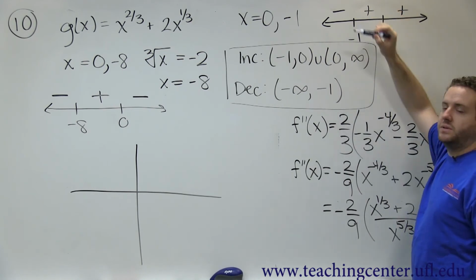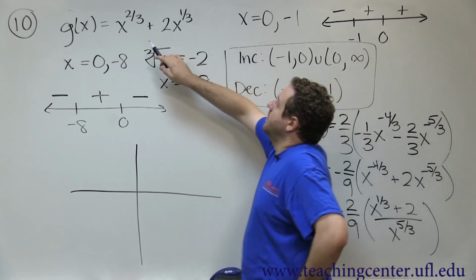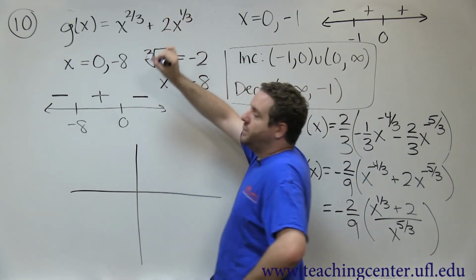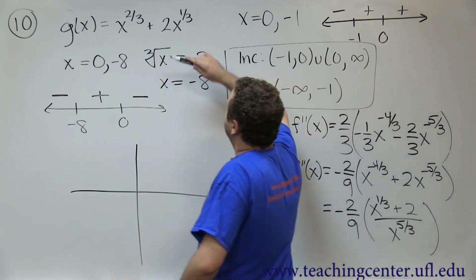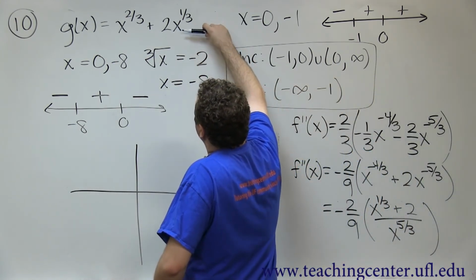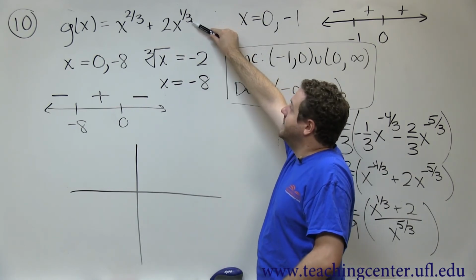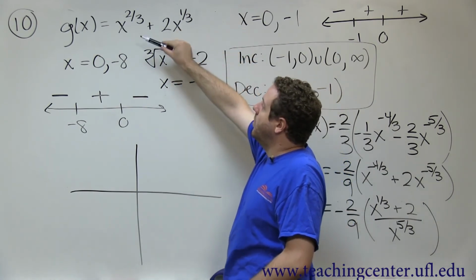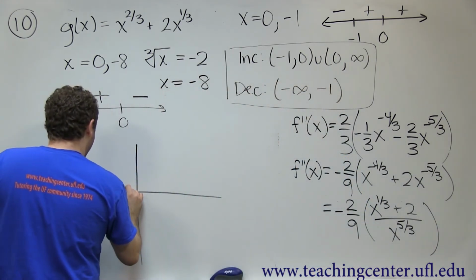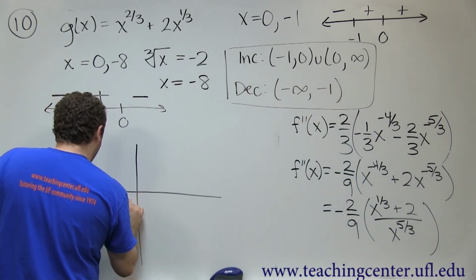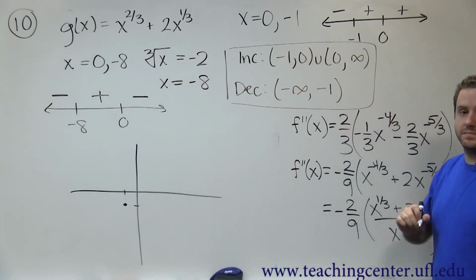So let's plug in negative 1 to our function and see what that actual point is. Negative 1 to the 2/3 power would be positive 1, because we're squaring it and taking the cube root. Negative 1 to the 1/3 power would be negative 1, times 2. So we get 1 minus 2, which is negative 1. So there's a point on this graph, negative 1, negative 1, and that is a minimum based off of this.